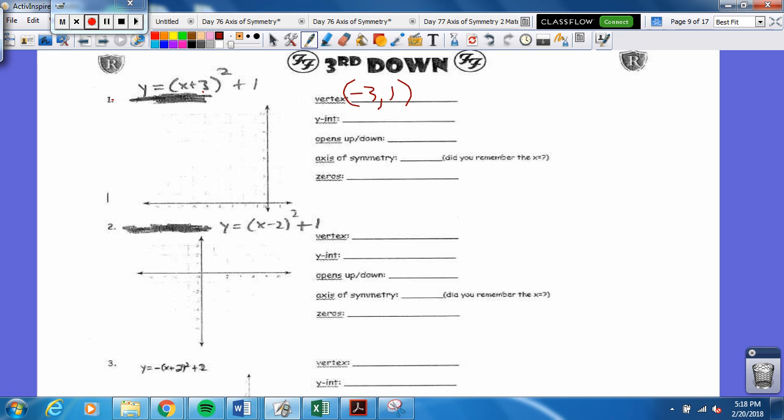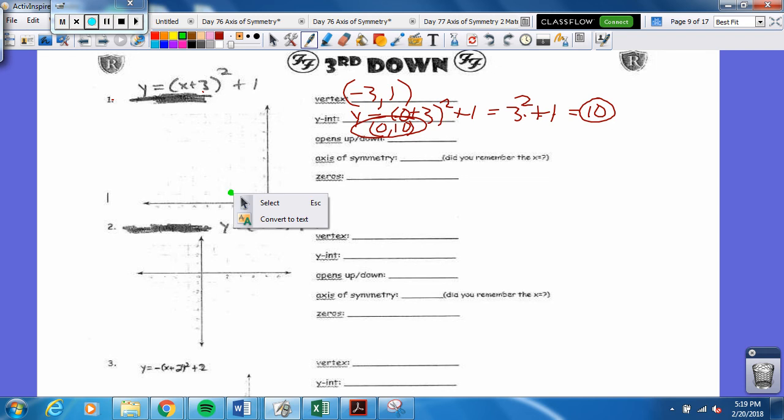Y-intercept. Okay, what is the y-intercept? That's when x is 0. Okay, so y equals 0 plus 3 squared plus 1. So this is 3 squared plus 1, which is 9 plus 1, which is 10. So my y-intercept is 0 for x, 10 for y. So let's start plotting some stuff. Why not? So I got negative 3, 1, boom, and my y-intercept is 0, 10, way up here. Wow, okay.